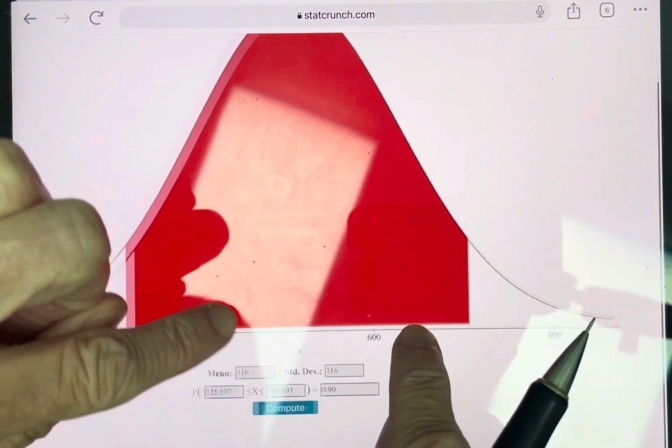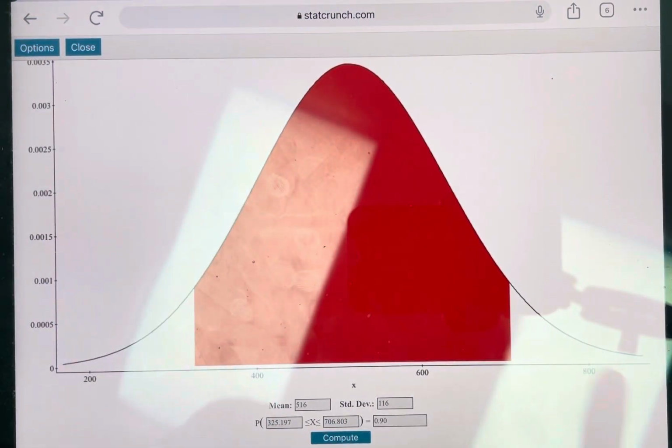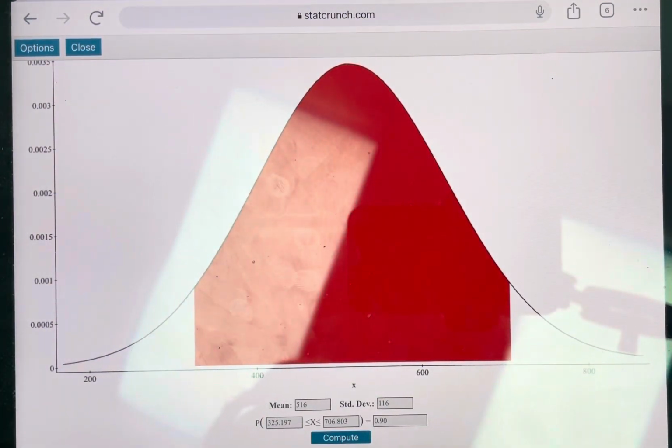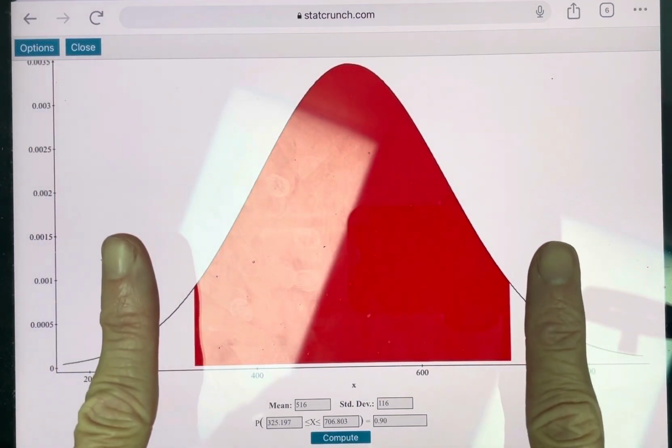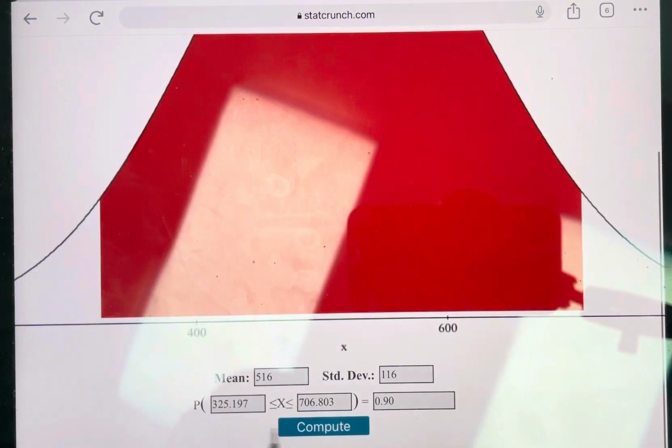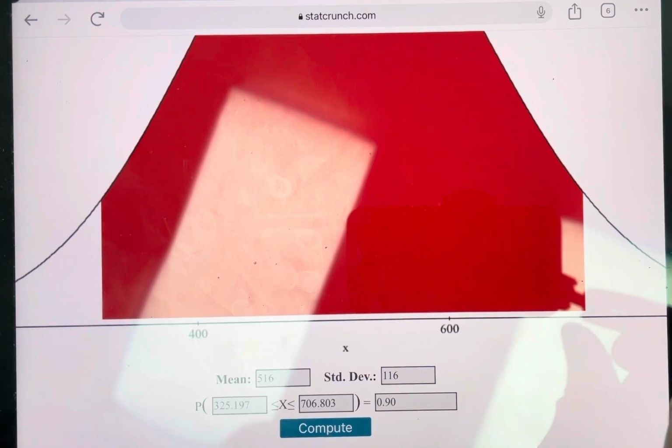Okay, let's go back and look at our picture. Sure enough, we knew that most of it, 90%, was going to be shaded. This is the bottom 5%. This is the top 5%. This is the middle 90% in that case. And those scores, the 5th percentile score is a 325. And the 95th percentile score is a 707. So between 325 and 707 gives us the middle 90% right there. Delightful how it does that for us.